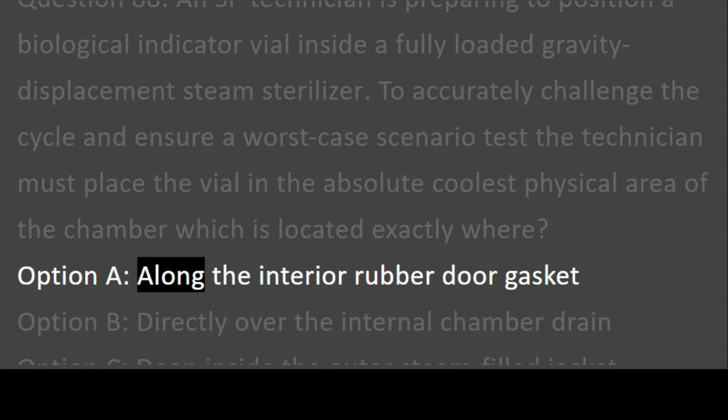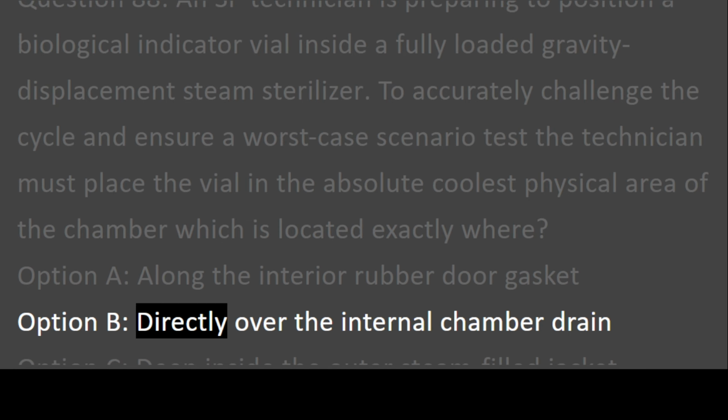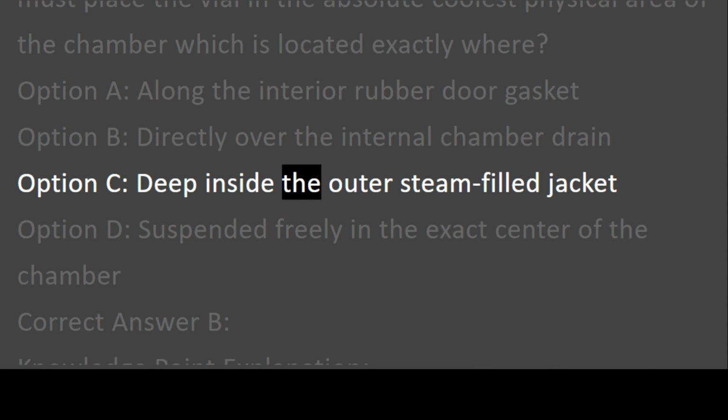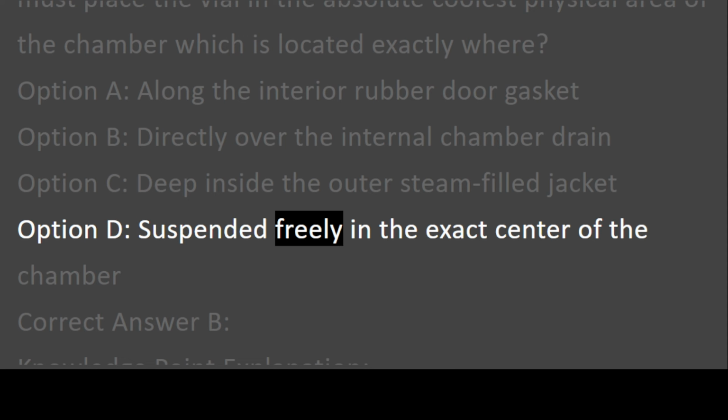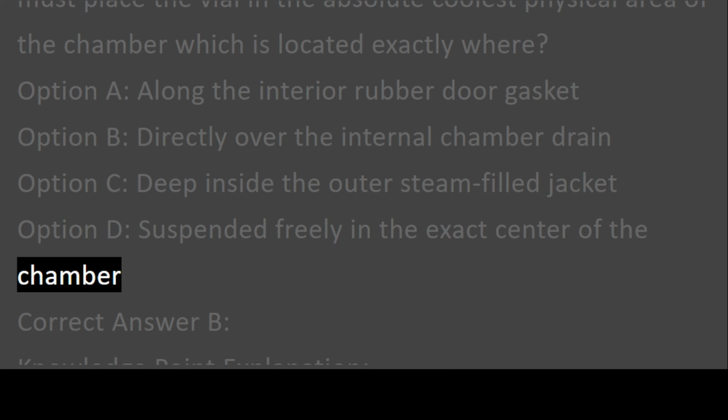Option A. Along the interior rubber door gasket. Option B. Directly over the internal chamber drain. Option C. Deep inside the outer steam-filled jacket. Option D. Suspended freely in the exact center of the chamber.